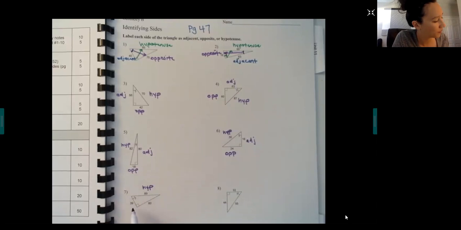Jasmine, number 7 and 8. For 89, hypotenuse. Very good. 39, adjacent. Excellent. And 80, opposite. Very good. Thank you. And number 8. For 33, it's adjacent. 55 is hypotenuse. And 44 is opposite. Excellent. Very good.